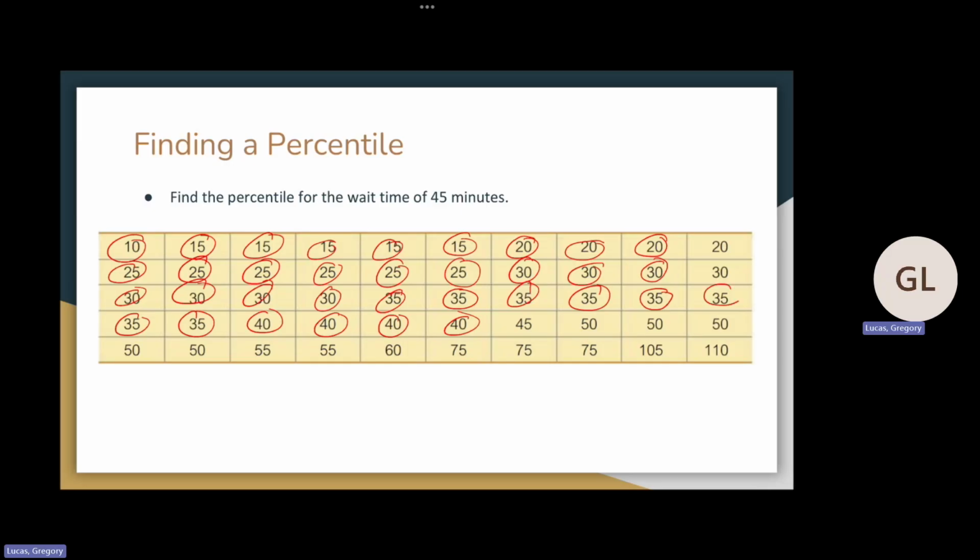Count all of them up. That would be my numerator. So however many values I just circled, and we're going to divide it by the total number of values, and then multiply by 100. So pause it and give it a try.